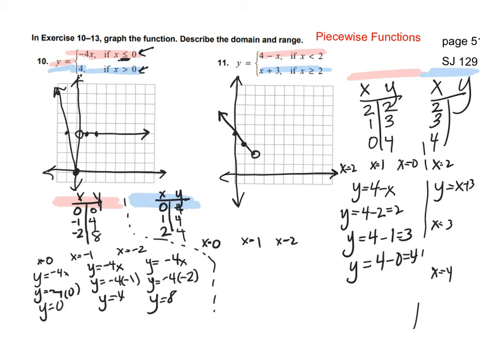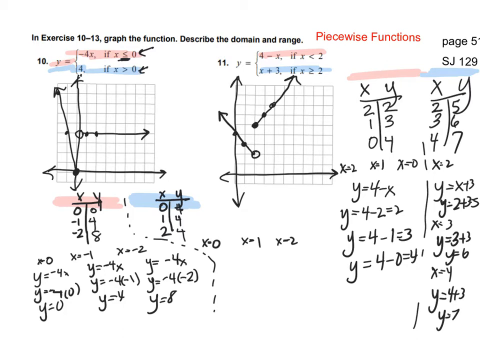And then for the second part, I'm going to use x plus 3. I'm going to substitute 2 in. That gives me 5. Substitute 3 in. That gives me 6. Substitute 4 in. That gives me 7. So I'm going to plot 2, 5, and put a solid circle. 3, 6. 4, 7. And draw my arrow that way.